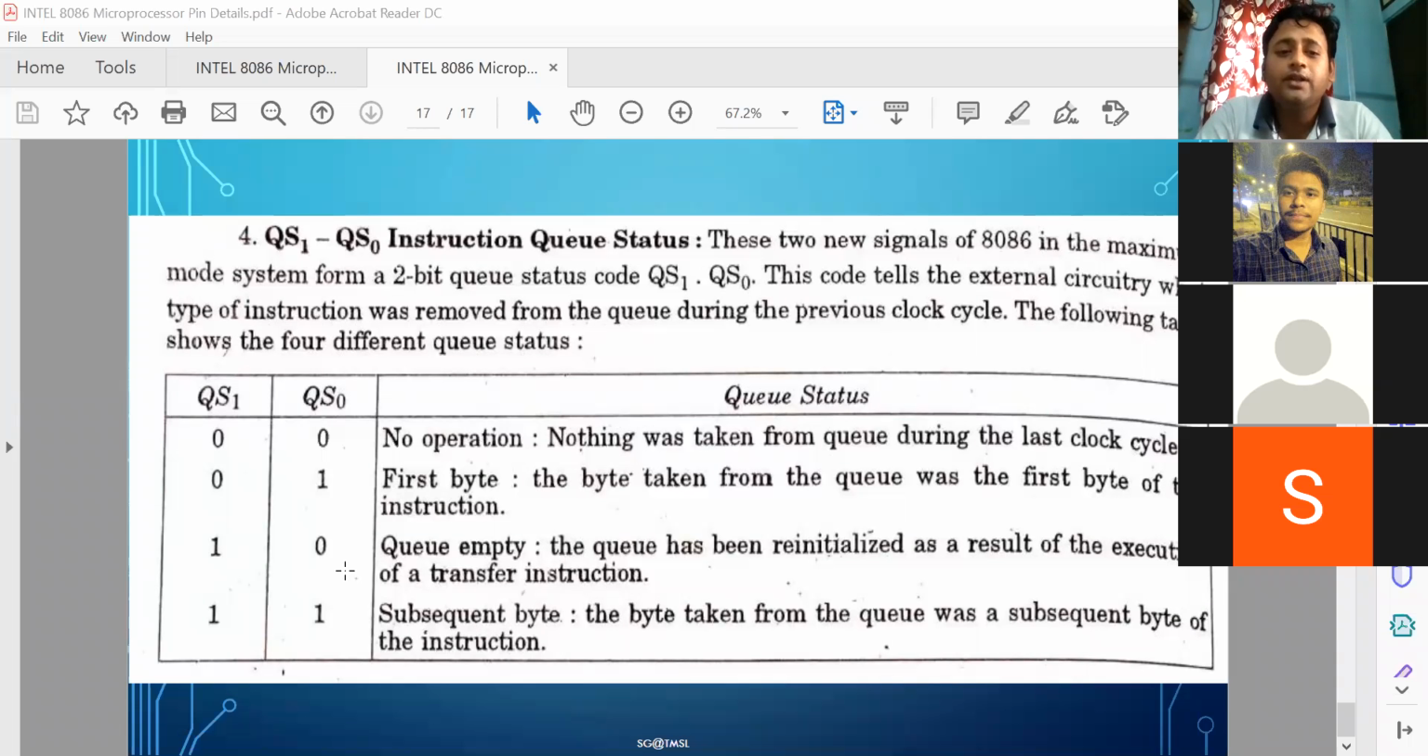And if these two pins are 1, 1, then the first byte was the opcode, and the subsequent bytes are transferred from the queue to the execution unit for execution purpose. So these are the status signals representation.